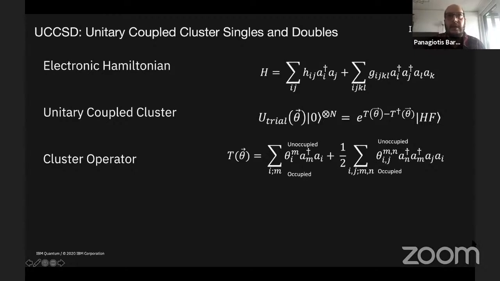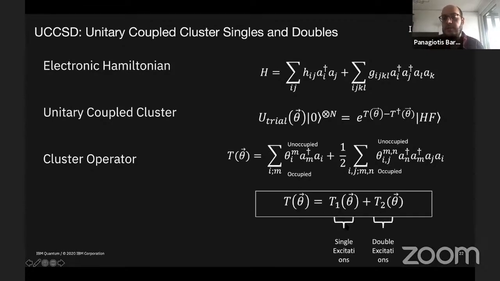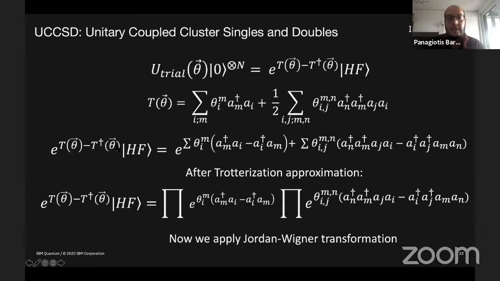The way that the unitary coupled cluster looks is the one that you see here. You start from the electronic Hamiltonian and you parameterize your wave function with the exponentiation of the cluster operator. The cluster operator T is parameterized with cluster amplitudes theta and composed of the single excitations and double excitations. With this form, you can apply it to the Hartree-Fock state, which is a very good approximation for the solution of the problem. So it's a good initial state. And then you need to trotterize in order to be able to map it directly to a circuit.